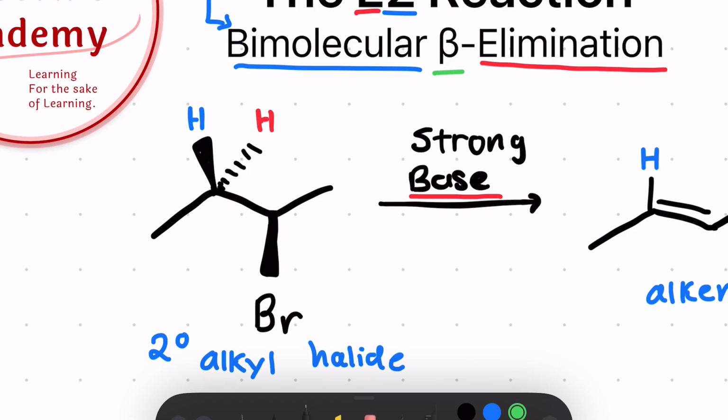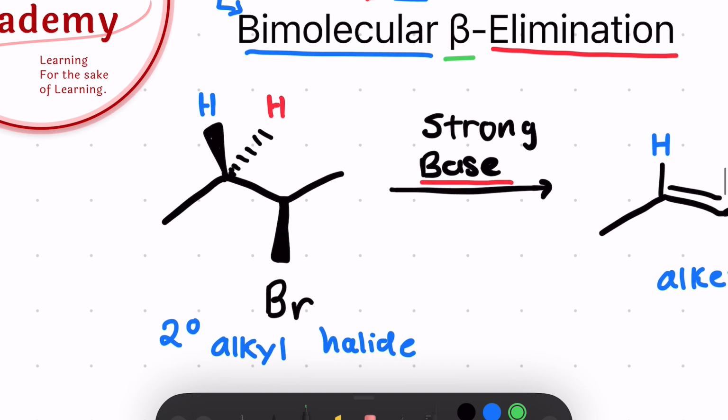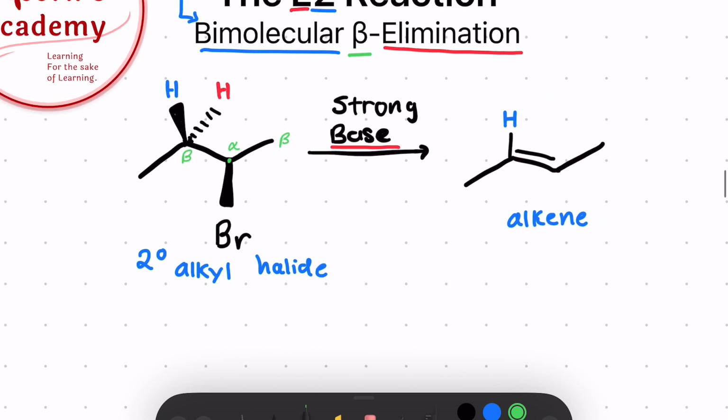Okay, so let's go ahead and address the beta part of this name here. Anytime I have an alkyl halide, the carbon that the halogen is attached to is always going to be considered our alpha carbon. Whatever carbons are next to the alpha carbons, those are called beta carbons. So if I have beta elimination here, what's happening is my base is going to pick up a proton from one of these beta carbons.